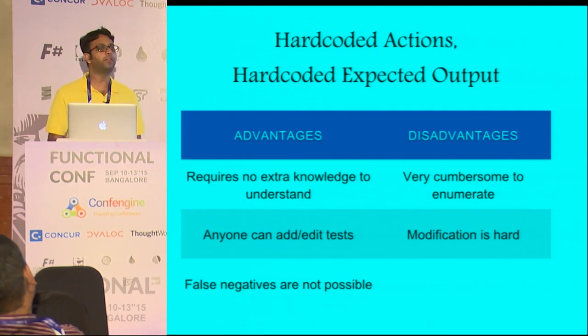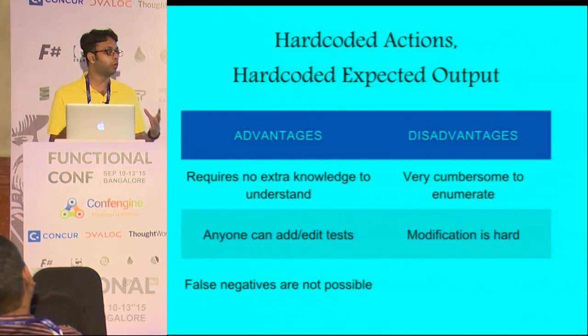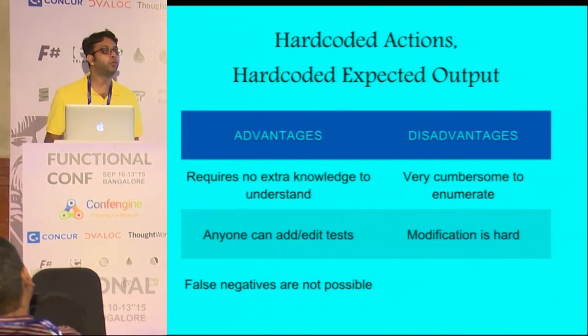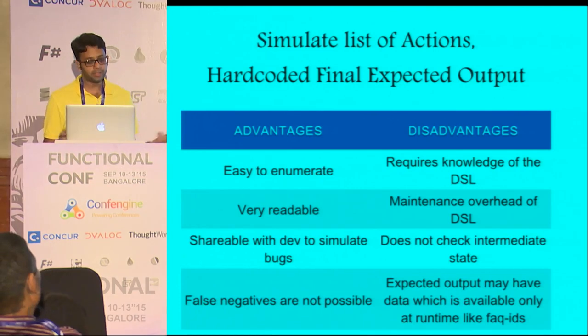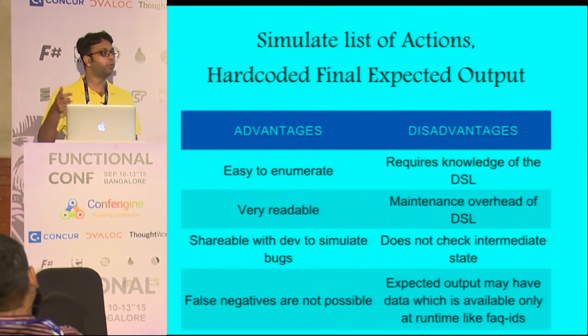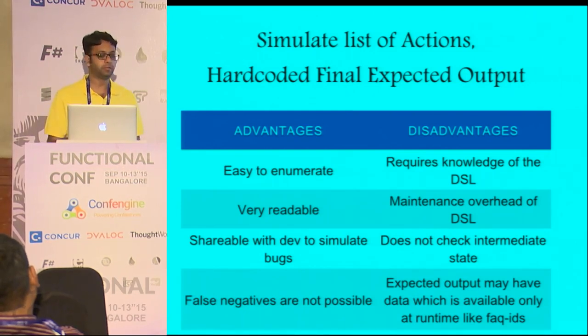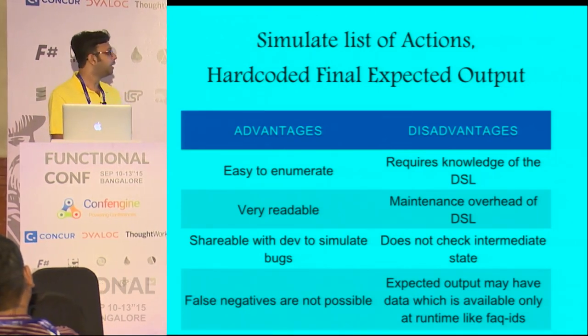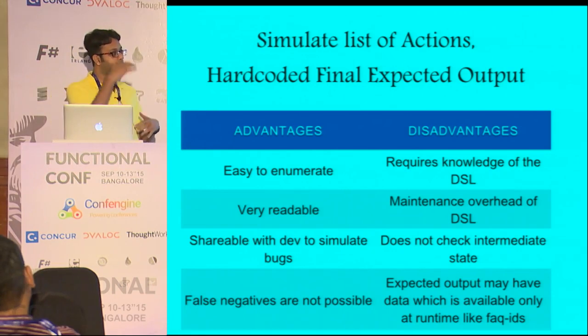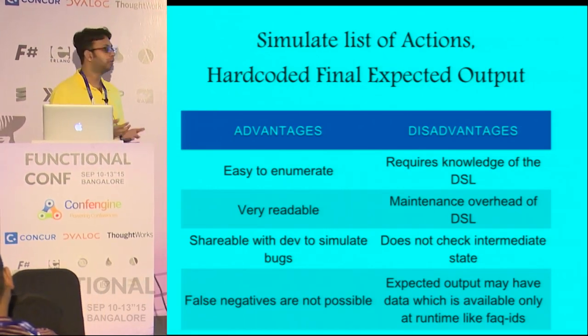So this is a good fit when the system to test is not so critical, and it's not so big, not complicated enough that I can't enumerate them easily. Then there's a simulated list of actions and hard-coded final expected output, where output is hard-coded, but you're still simulating. So it's slightly better. It becomes more readable because it's a kind of documentation, right?